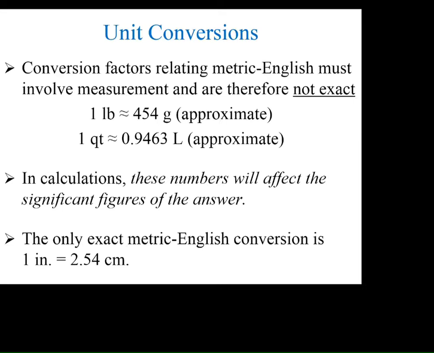Now there has, however, been defined one metric to English conversion. Sometime around 1970, scientists were so tired of there not being any kind of connection between English and metric that they said, okay, fine, forget it. 1 inch is now defined to be 2.54 centimeters. So that is the only exact connection between English and metric. Every other metric to English one is going to be inexact, if you count the sig figs.